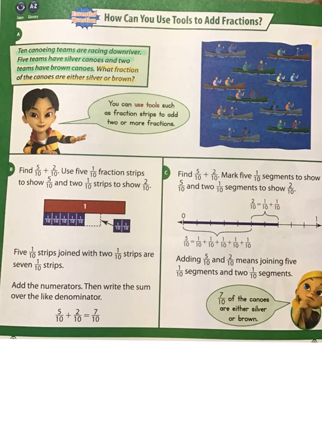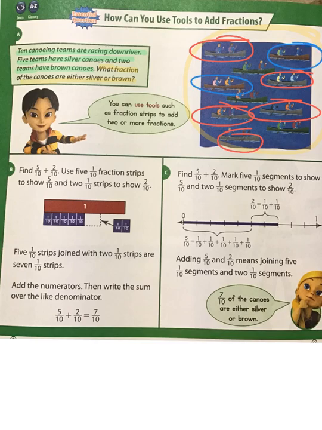Okay, so let's look at our picture over here. We have to find the 5 silver canoes, so I'm going to circle those in red. So I have one here, 1, 2, 3, 4, 5 silver canoes. And I am going to circle my brown canoes in blue. So 1, 2.